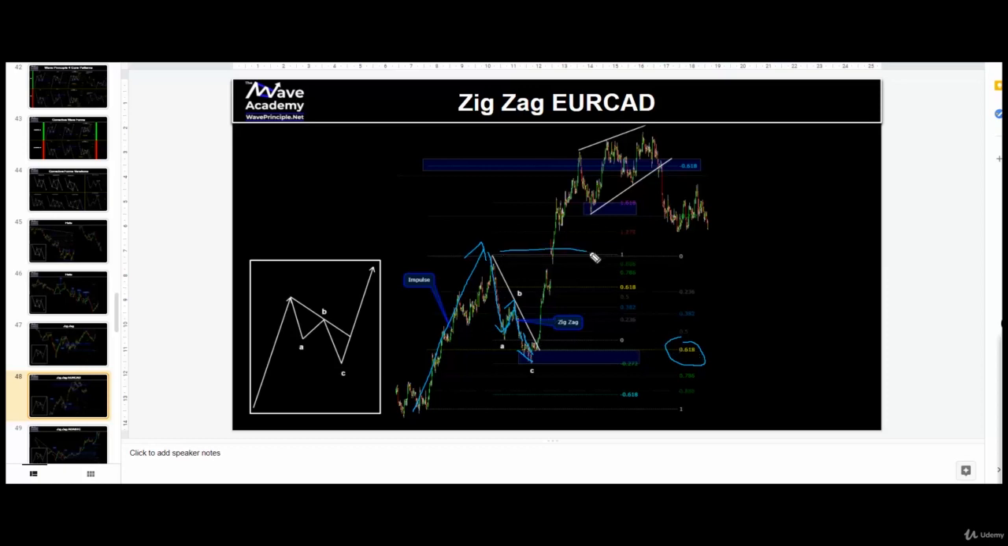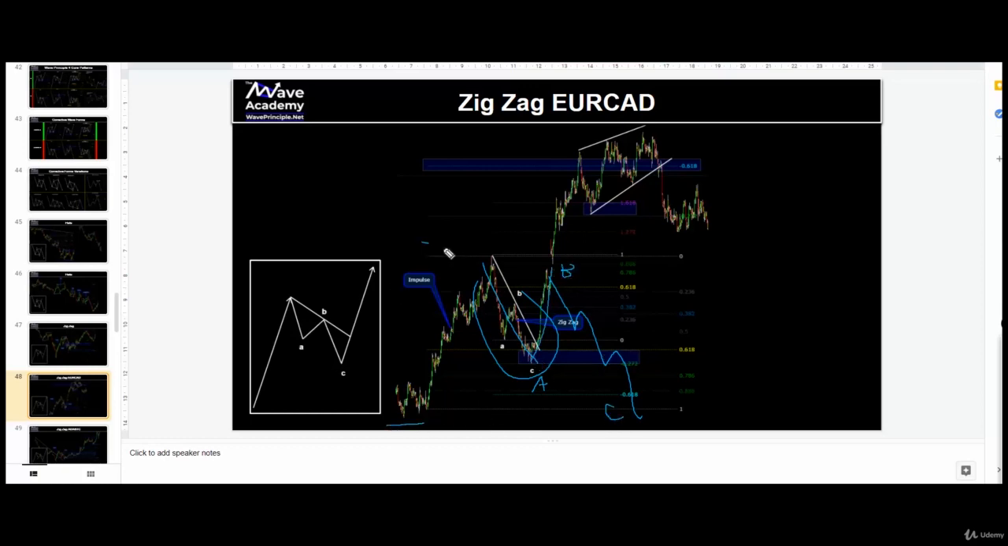And then it makes a move that makes a new high. When this happens, a new high, this formation is confirmed. Because it could go down, and then this is not a zigzag going up, but maybe an A, and this is corrective B, and this is corrective C.